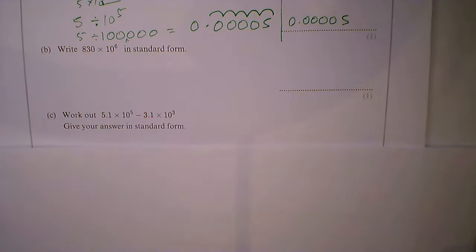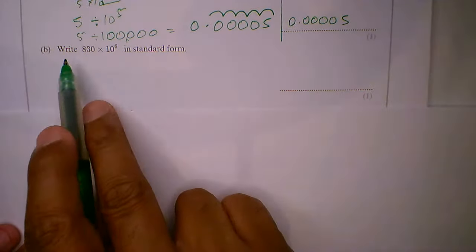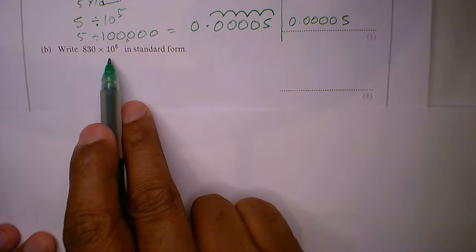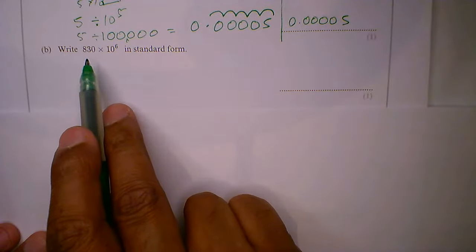Question 1, question 2, part B. Again, if you need more time, press pause. When you're ready, press play. Write 830 times 10 to the power 6. So 830 is not in standard form.